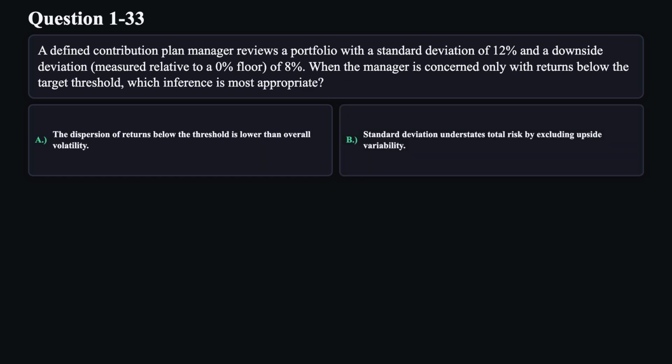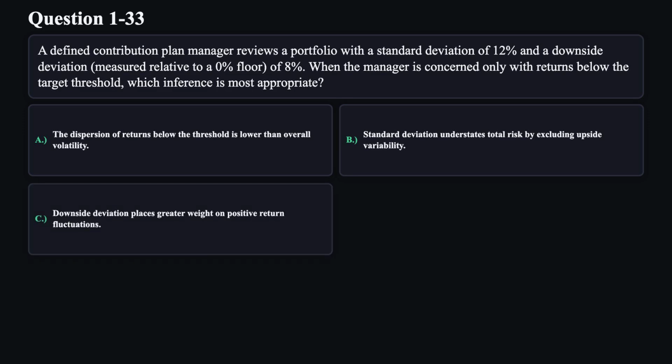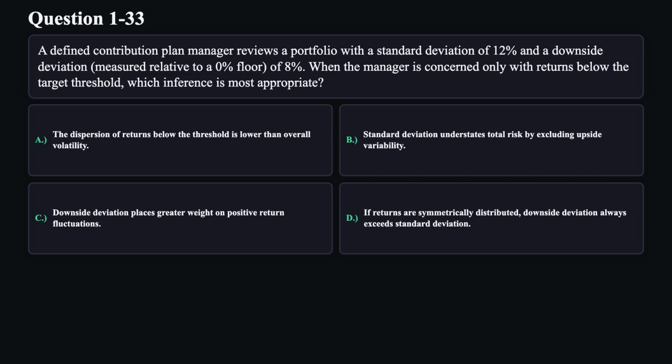B. Standard deviation understates total risk by excluding upside variability. C. Downside deviation places greater weight on positive return fluctuations. D. If returns are symmetrically distributed, downside deviation always exceeds standard deviation.